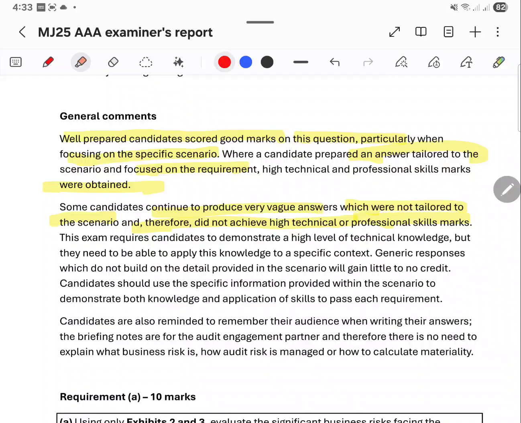These are the students who, you know, didn't connect with the scenario.